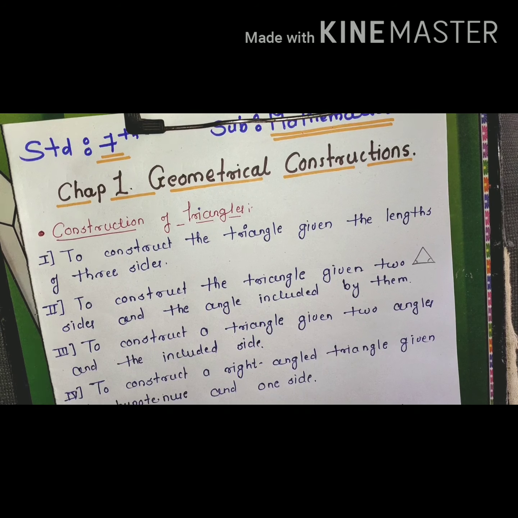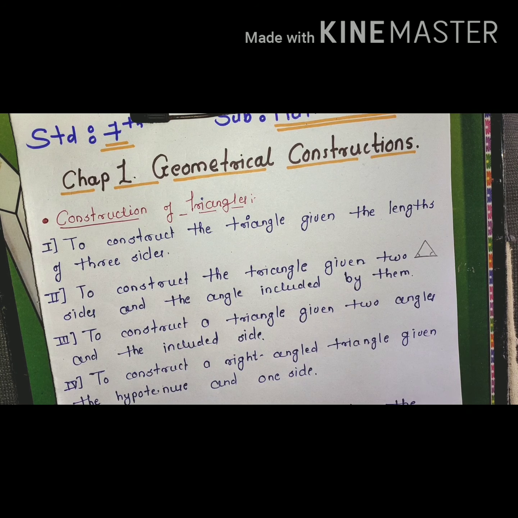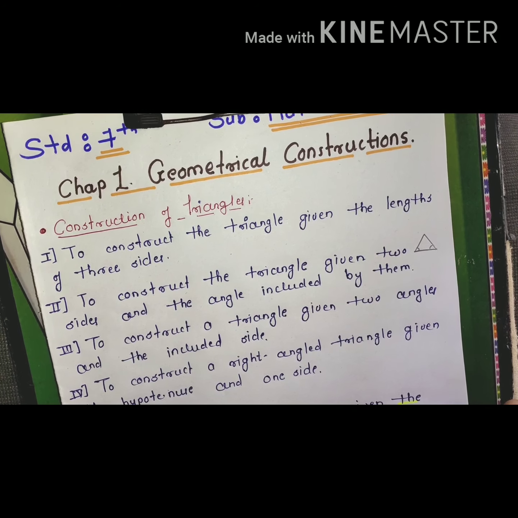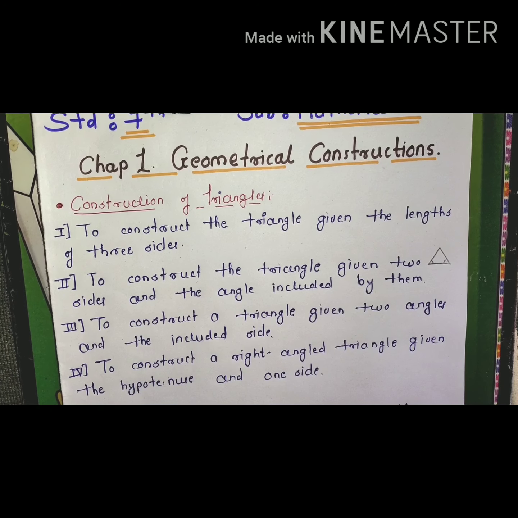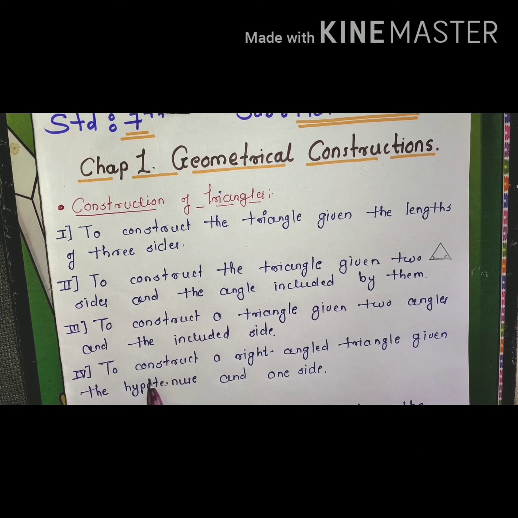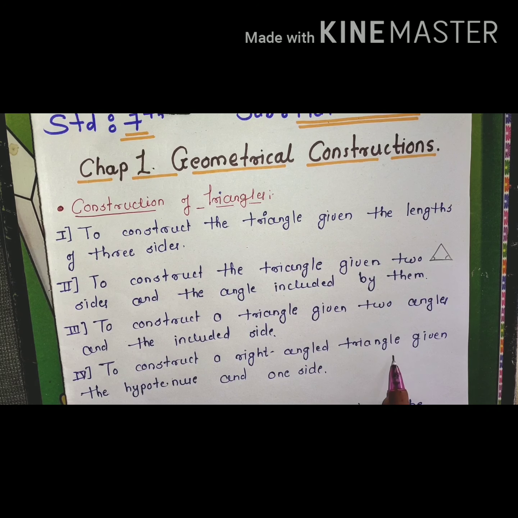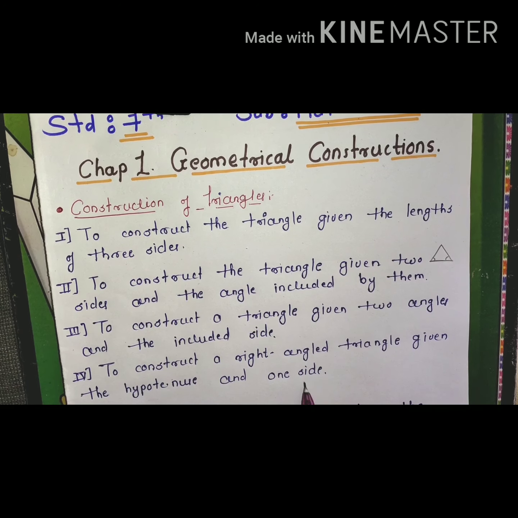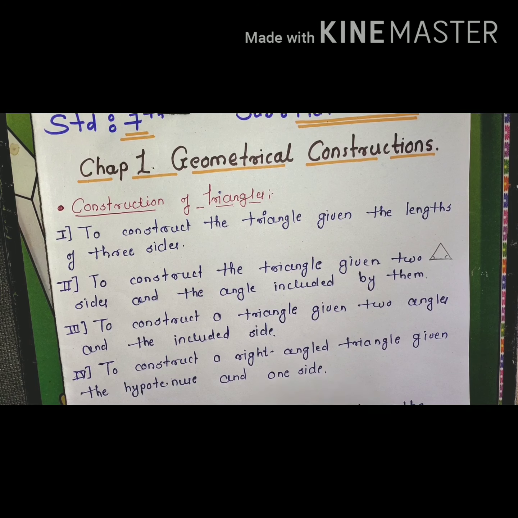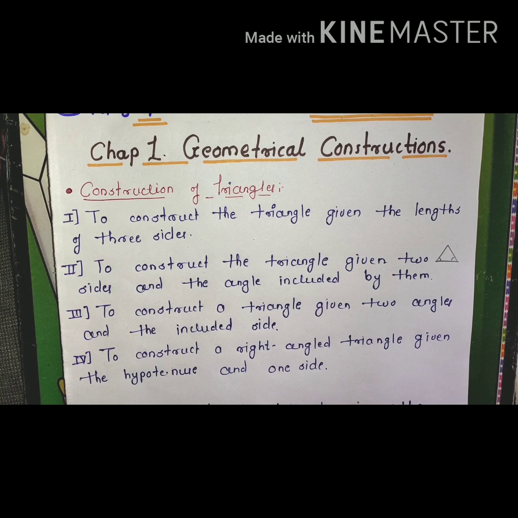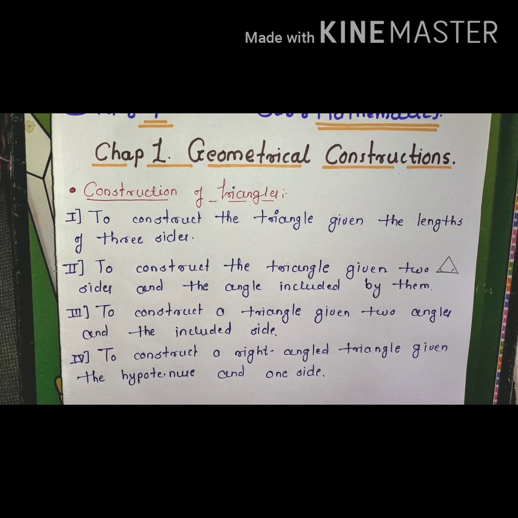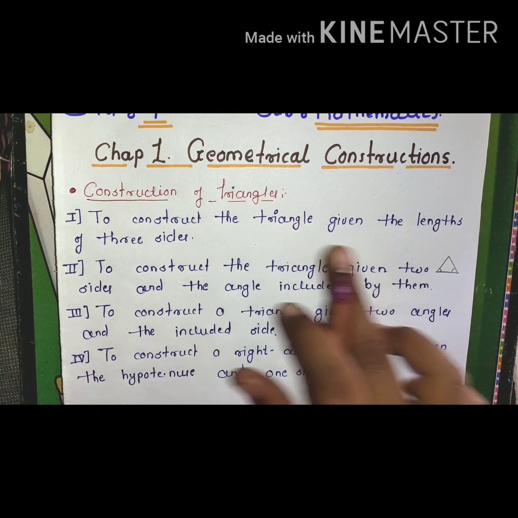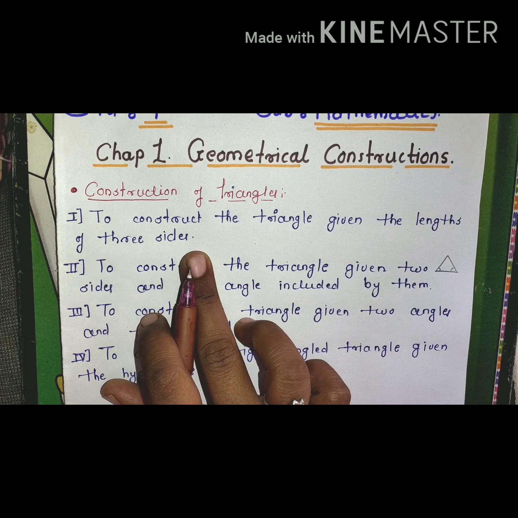Third one, to construct a triangle given 2 angles and the included side. And the last one, to construct the right angle triangle given the hypotenuse and one side. One by one we will learn all the methods, but for this video only, we are going to learn the first one, to construct the triangle given the length of the 3 sides.